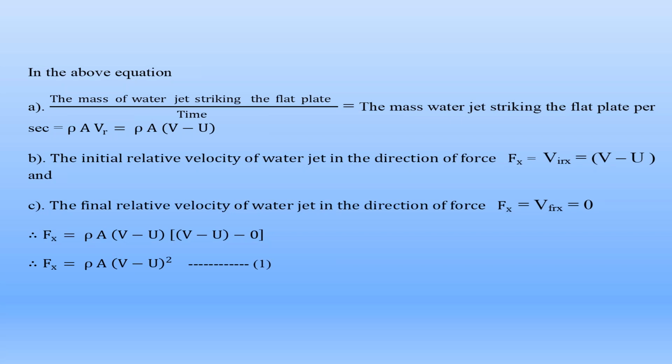So in this condition, when the horizontal water jet is striking the vertical moving flat plate in the direction of the water jet, here the vertical flat plate is in moving condition. Then the force Fx exerted by the water jet on the moving vertical flat plate, Fx is equal to rho A into V minus U.